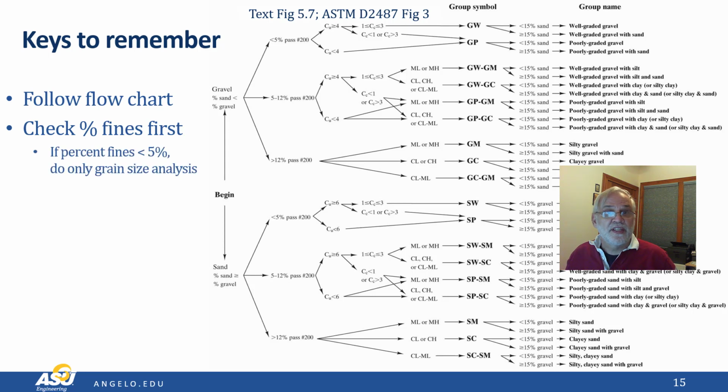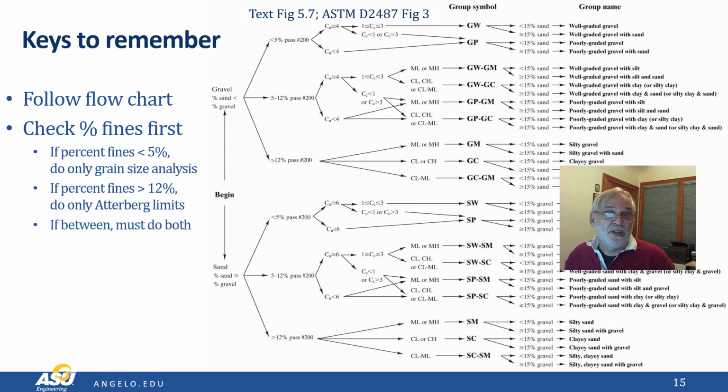If the percent fines is less than 5%, you only need to do the grain size analysis. You can skip checking the Atterberg limits. If the percent fines is greater than 12%, you only need to check the Atterberg limits, and you can skip checking to see if the soil is well graded or poorly graded. If the percent fines is in between, you're out of luck and you'll have to check everything.